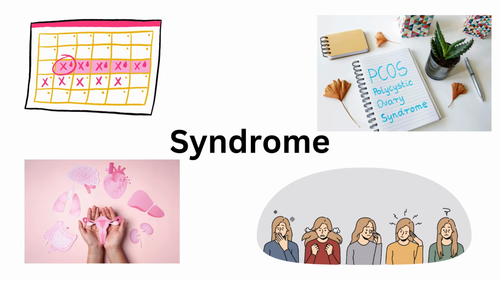The next word is syndrome. So this is a group of symptoms that reflect or show a specific disease or disorder. So if you can remember PCOS, PCOS is polycystic ovarian syndrome. So there are different symptoms that occur that cause this syndrome.